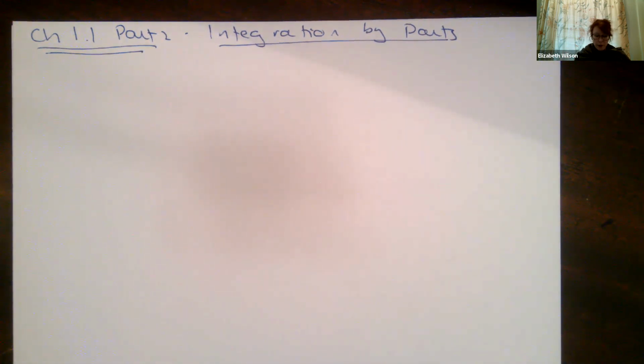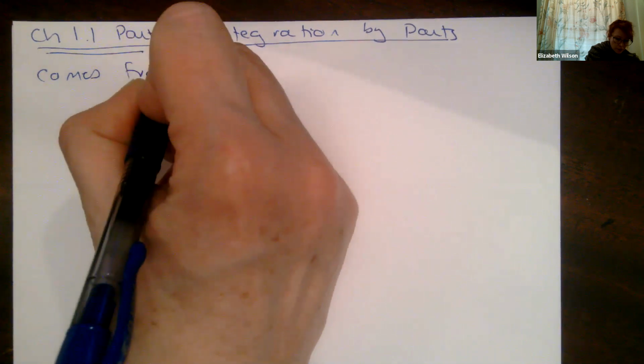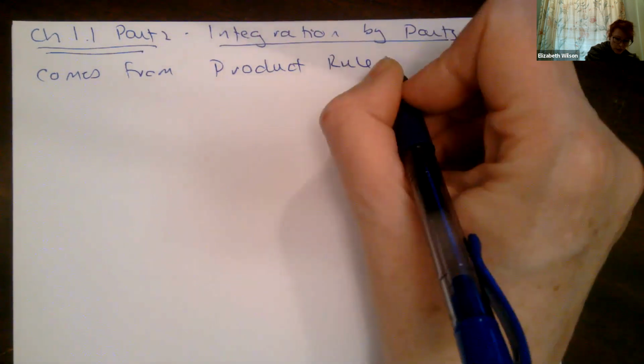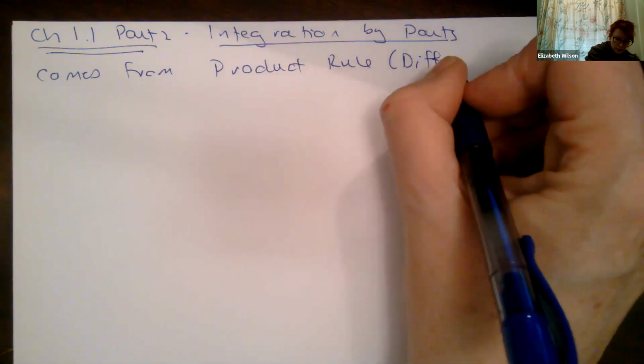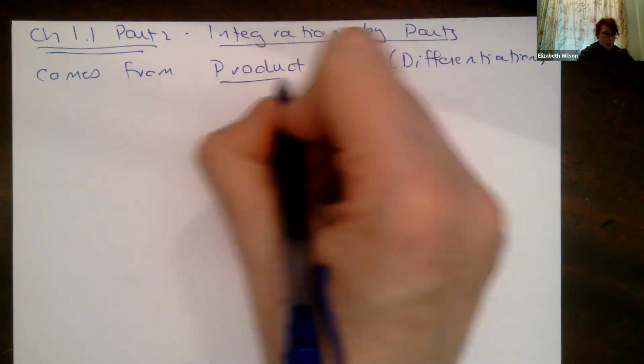So integration by parts comes from our product rule in differentiation. Just like substitution comes from our chain rule in differentiation, integration by parts comes from our product rule in differentiation. Okay, so let's remember what the product rule is.